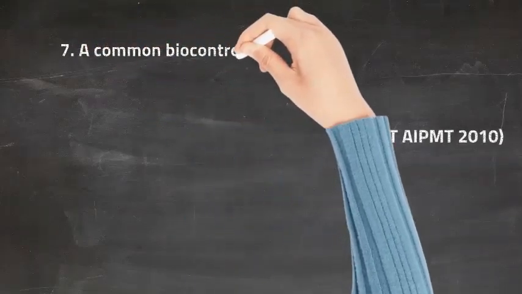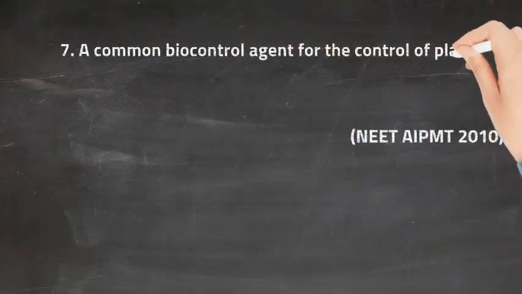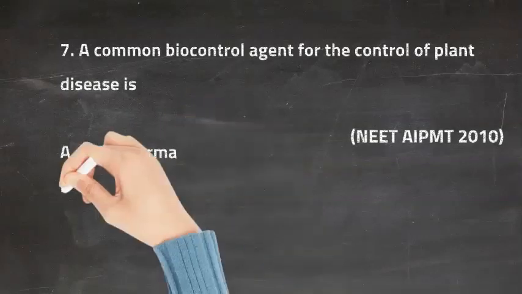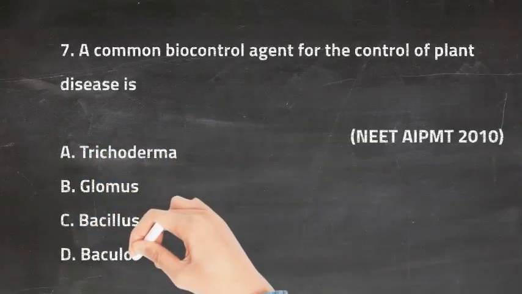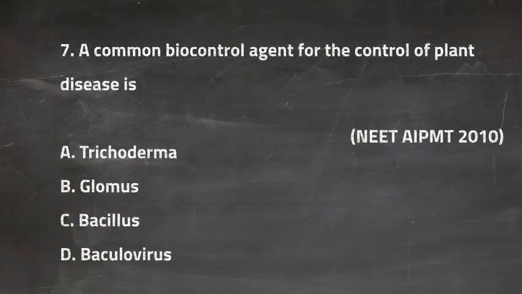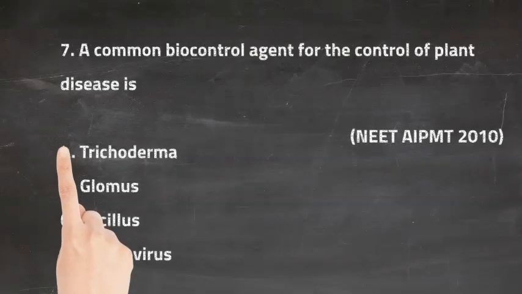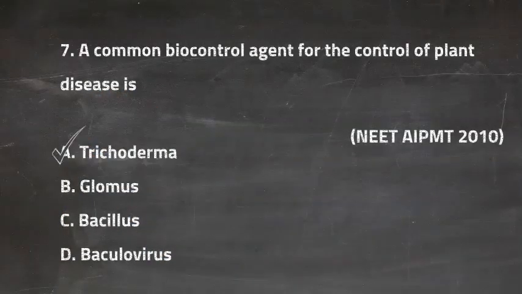Question 7th. A common biocontrol agent for the control of plant disease is option A, Trichoderma. Option B, Glomus. Option C, Bacillus. Option D, Baculovirus. The right answer is option A, Trichoderma.